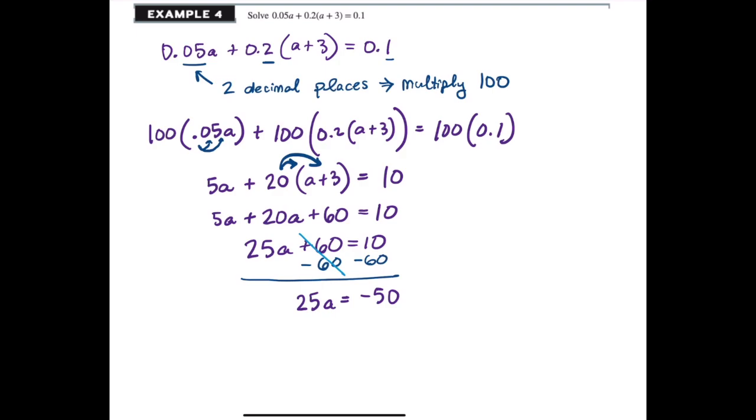Just want to solve for a. It's being multiplied by 25, so let's divide both sides by 25. Cancel on the left side. So I get a equals negative 50 divided by 25. 25 goes into 50 2 times. And we have the negative, so the result will be negative 2. And that will be our solution.